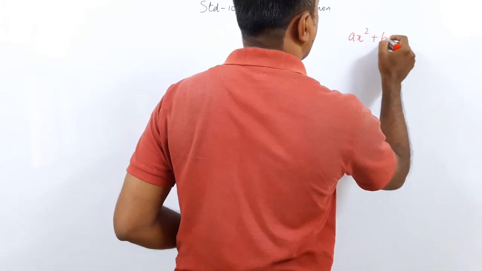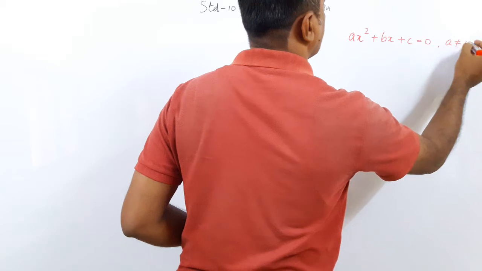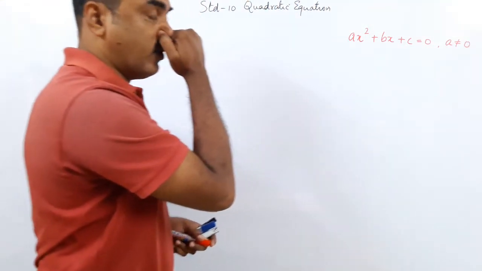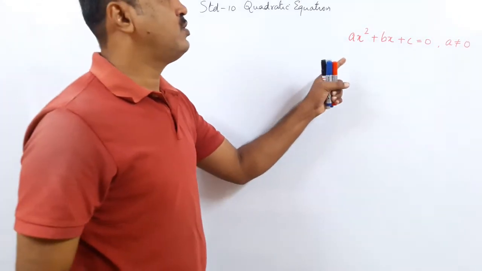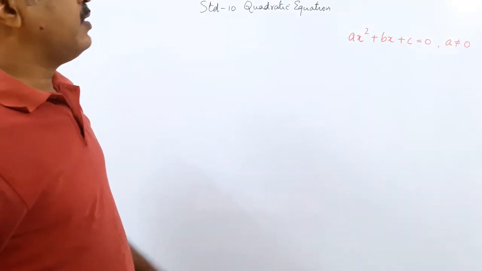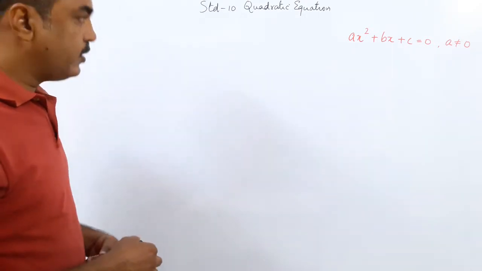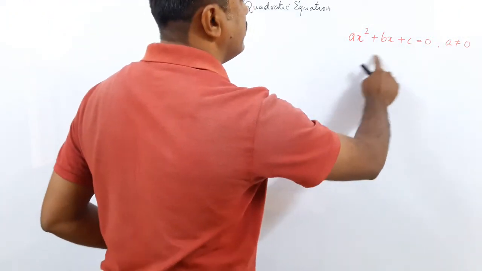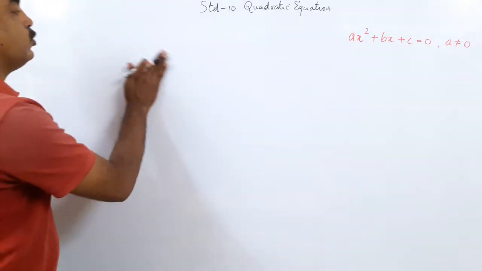ax square plus bx plus c is equal to 0 where a is not equal to 0. So this is the general form of the quadratic equation. Now we have done this before, but the first method we used to solve this was the method of factorization or splitting the middle term, and the method we did after that was the completing the square method. Now we'll see what happens when we try to solve this general quadratic equation by completing the square method. So how do we do that?